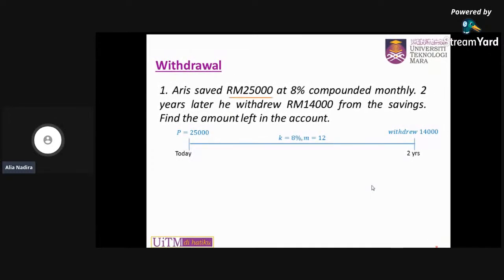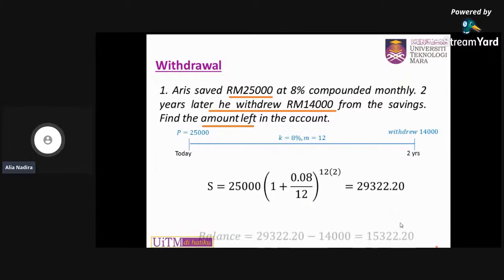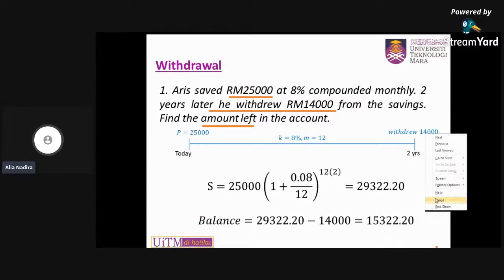Okay, now let's say we want to look at the situation when we have withdrawal. Withdrawal means you keluar duit. Okay, you want to find what is the amount left. Okay, so how? So Aris saved 25,000 at 8% compounded monthly. Okay, 2 years later, he withdrew 14,000 from the saving.